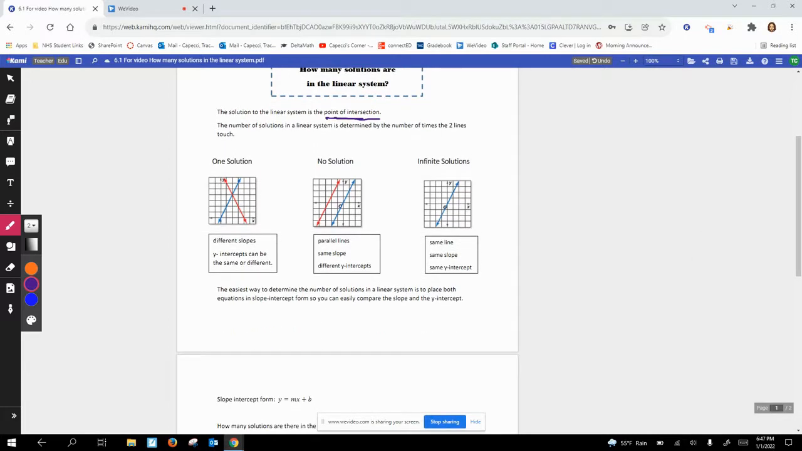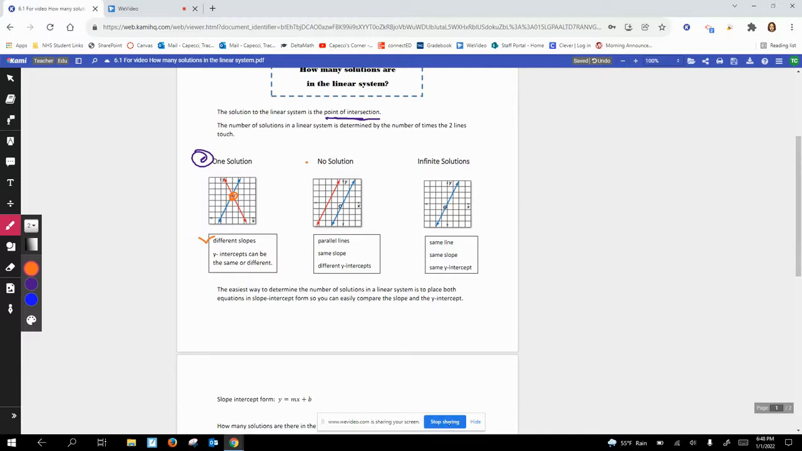So most of the examples that we've seen have one solution, meaning you graph the two lines and they touch in one spot, right? They touch in one spot right here. So what happens there is when you graph those lines and you put them in slope-intercept form, they would have different slopes, right? The angle, the rate of change would be different. And the y-intercepts can either be different, or they can be the same. So they touch just once.